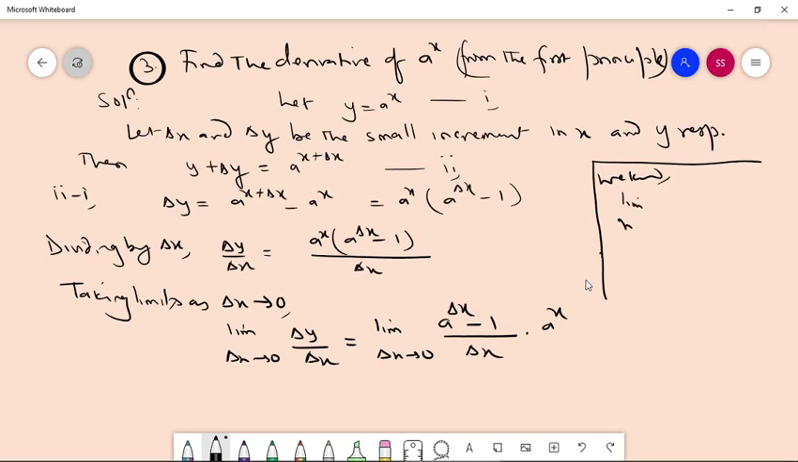limit x tends to 0, a to the power x minus 1 by x equal to log a. So by definition, dy by dx equal, this is log a into a to the power x, a to the power x itself.